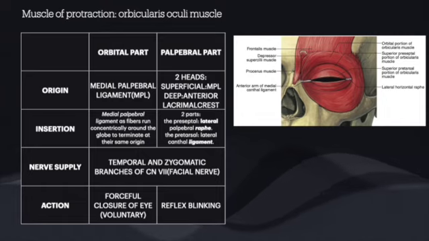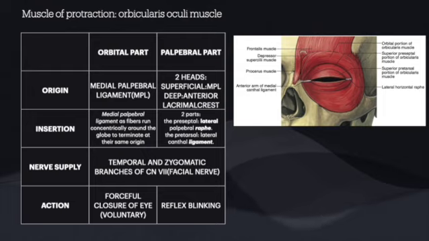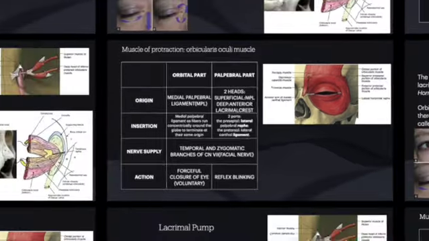Coming to its action, the orbital part of the orbicularis oculi muscle has the forceful closure of the eye, that is squeezing and winking, which is a voluntary function, whereas the palpebral portion has a protective function, that is reflexive blinking. When something suddenly comes and falls on your eye, you will suddenly blink. So this is a protective action which can be both voluntary as well as involuntary.